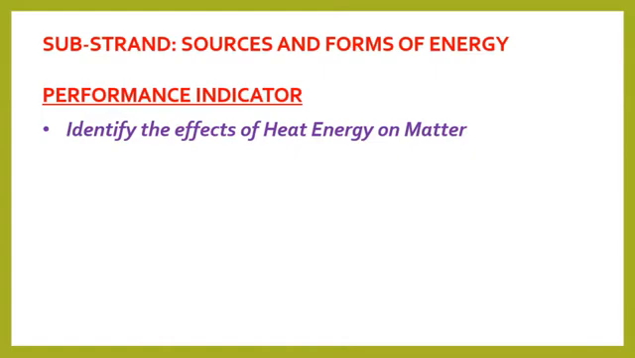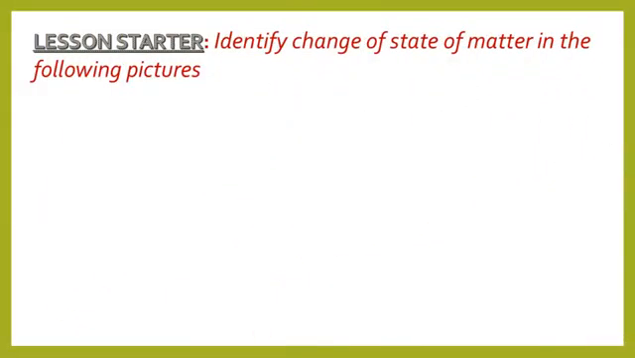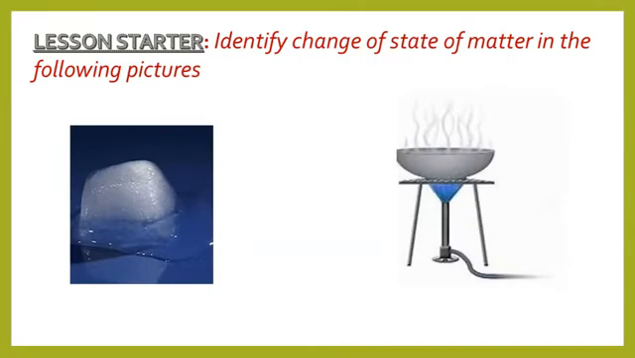That is, if heat is applied to any material, what are some of the changes that are likely to occur? But before we start our lesson starter, we have to identify change of state of matter in the following pictures. By change of state of matter, we mean matter or material changing from one state to another. That is solid to liquid, liquid to solid, gas to liquid, etc.